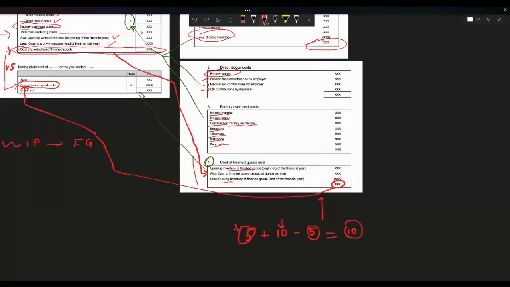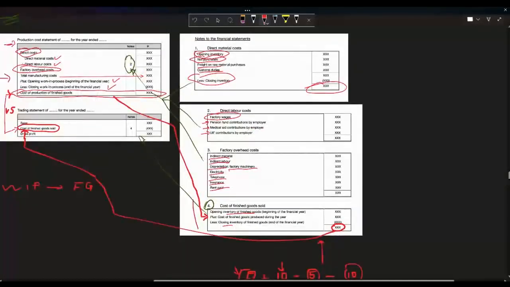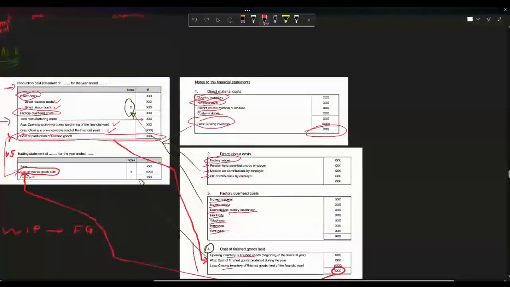So the cost of finished goods sold. Again, I repeat, the cost of production of finished goods must be distinguished from the cost of finished goods sold. What we produced is not necessarily what we sold. So produced and sold are two different things, right? So this basically wraps up this learning unit.